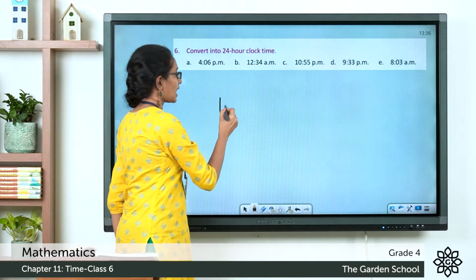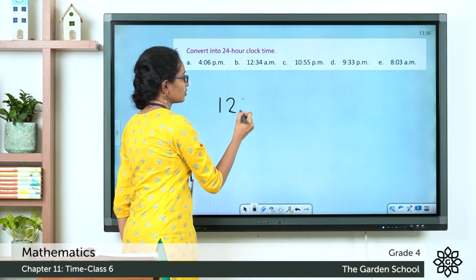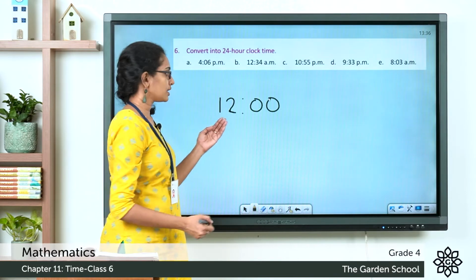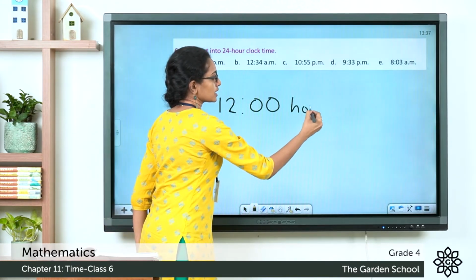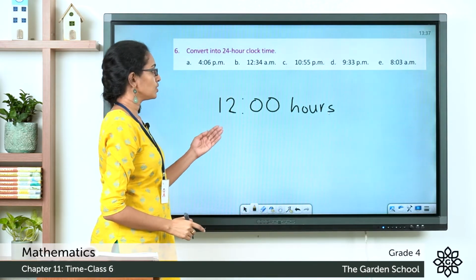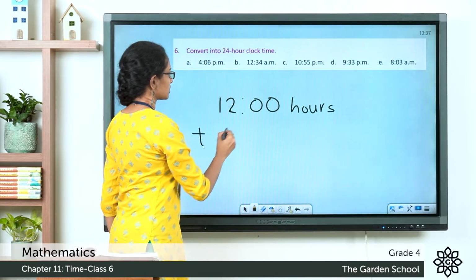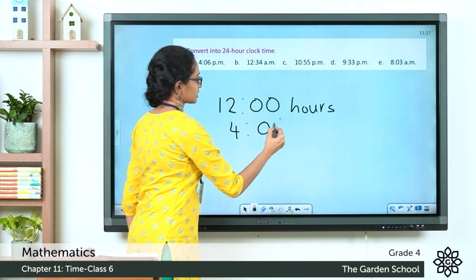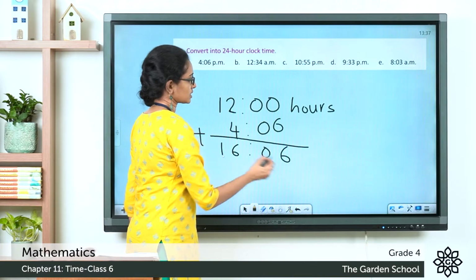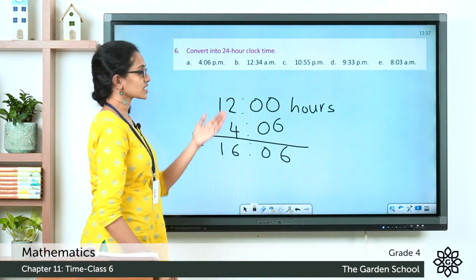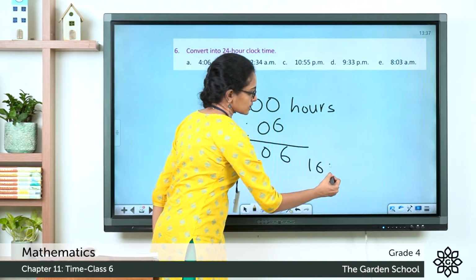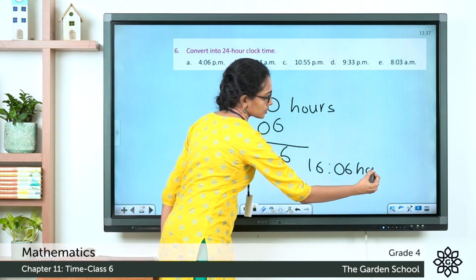Just add the given time to 12 hours. So in the 24-hour format, this 12 hours means it is 12 in the noon. So 4:06 p.m. will be equal to 12 hours plus this 4:06 and that will be equal to 16:06. So 4:06 p.m. in the 24-hour format will be equal to 16:06 hours.